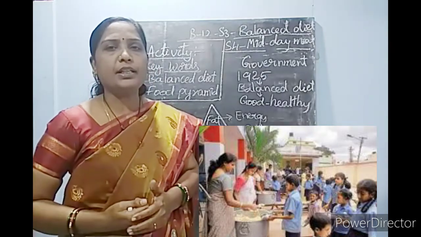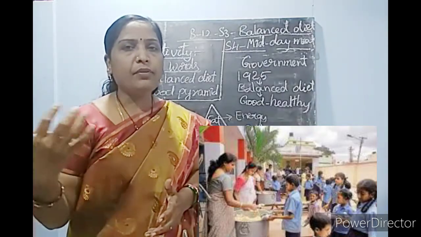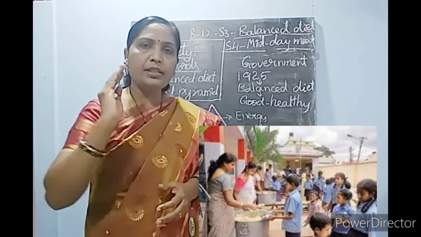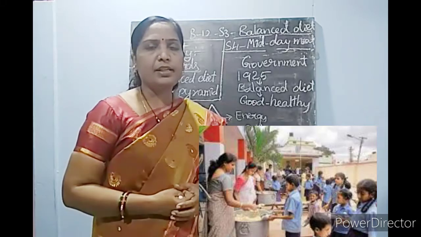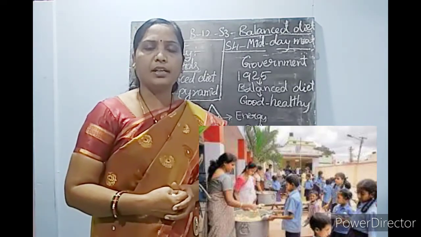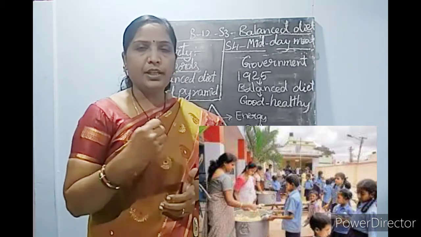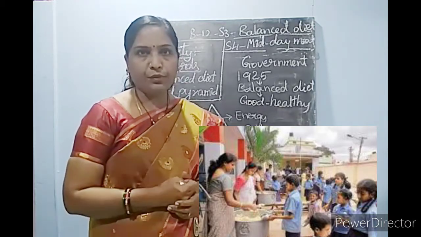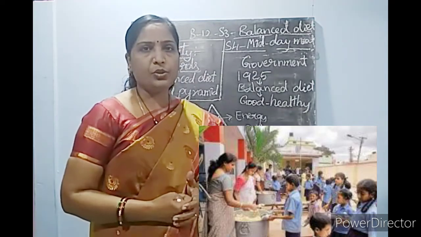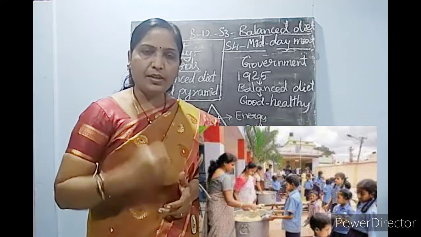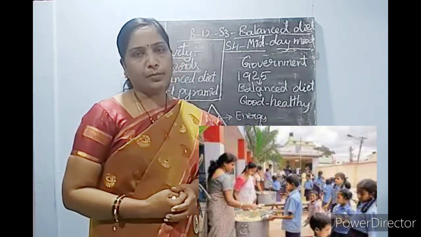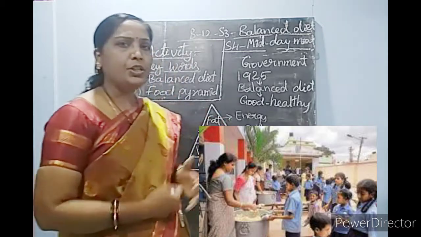You go through that and check how many different varieties of food they are supplying to the children, whether it comes under a balanced diet or not, whether those children are getting a balanced diet or not. That's your activity in S4. Especially all the poor children who are attending government schools should definitely be provided a midday meal by the governments. Okay, so understood, children?